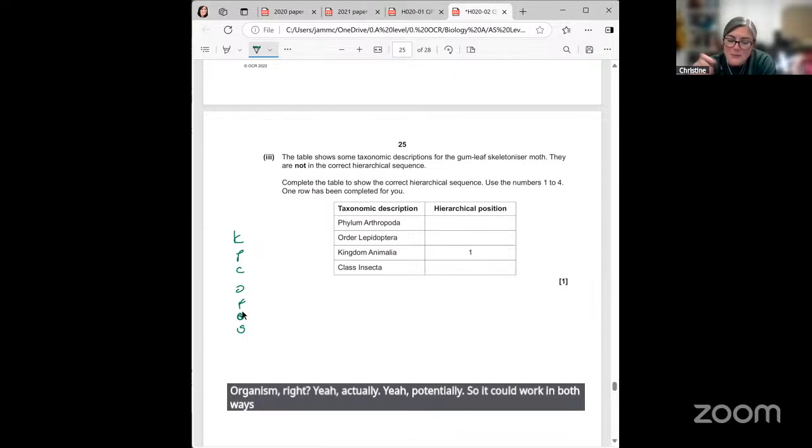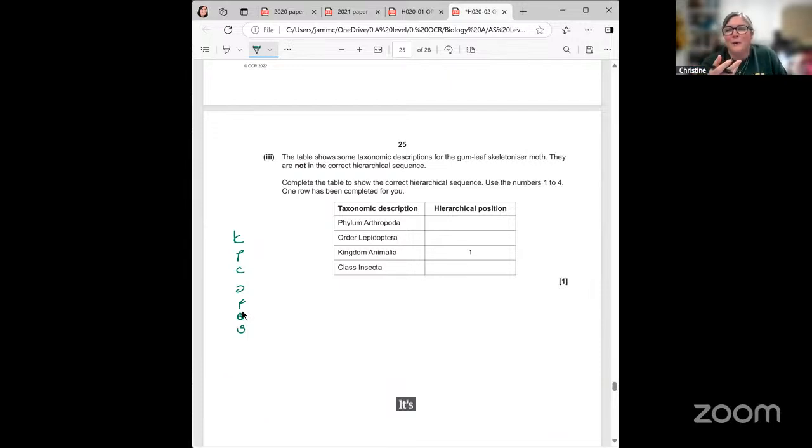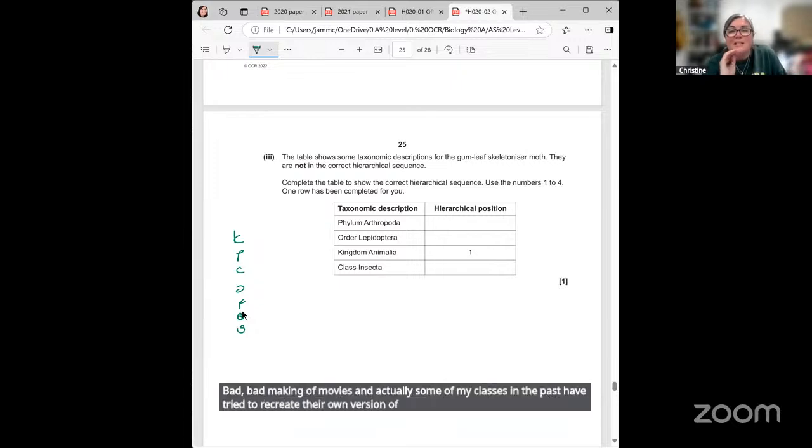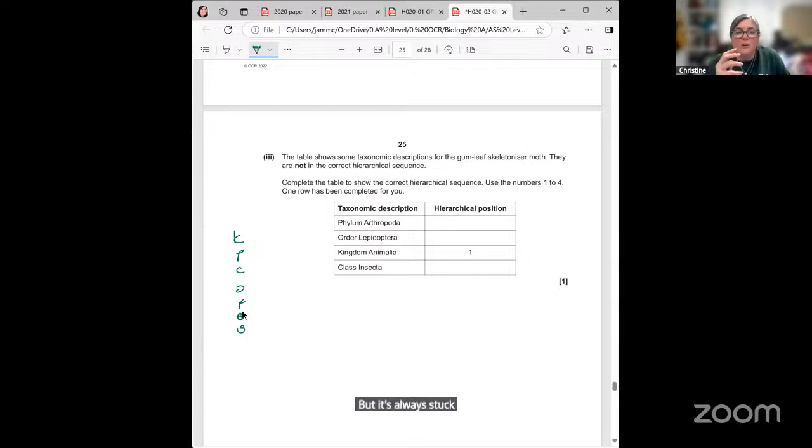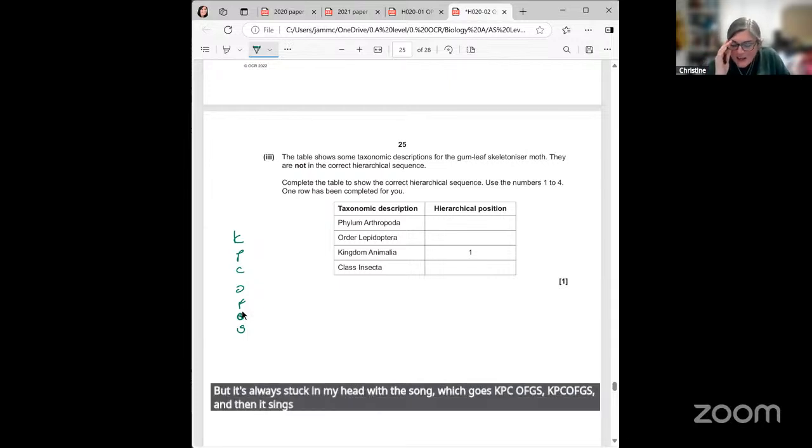But going back to this one, if you have a cool teacher, that cool teacher will show you a really dodgy video, which you can find on YouTube. I absolutely love it, and I've shown it in every single class I've had, called the classification rap. It's not good. It's kind of old style, bad making of movies. Some of my classes in the past have tried to recreate their own version of it, which is quite funny. But it's always stuck in my head with the song, which goes KPC OFGS, KPC OFGS, and then it sings. I'm not going to sing it. But yes, that's the way I would always do it.